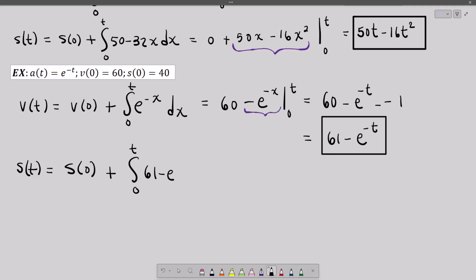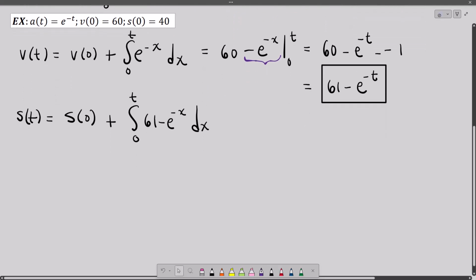Velocity is what changes position. Right? That's how the position is changed. Velocity moves the thing. So if we integrate velocity, we'll figure out how far it moved. So there's our setup. S of 0 is given to be 40. We need to know where we're starting.